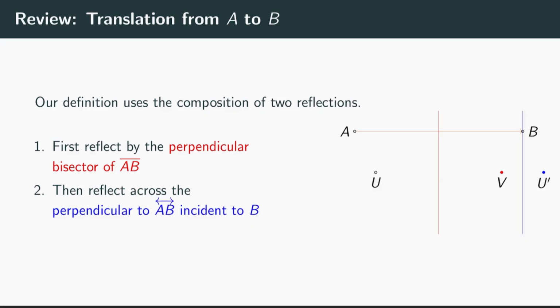And the first thing we do is, here my input point is U. I reflect it across that perpendicular bisector and I get this point V. And then I reflect V across that line there, and it gives me U prime, which is now the translated version of U. So U prime is what we get by translating U using the translation from A to B. Okay, so that's our nice little review here. Let's set up the problem.